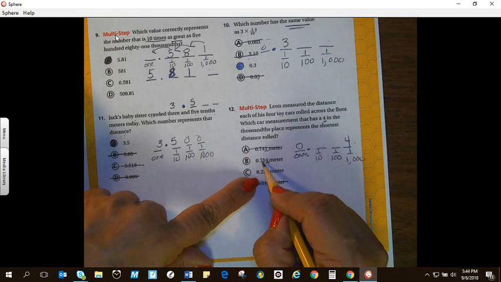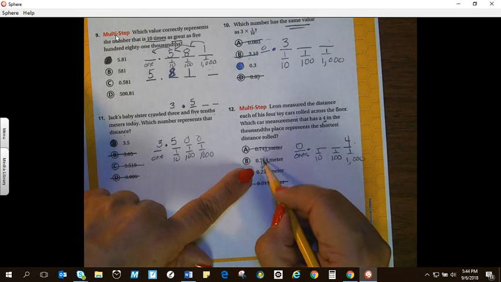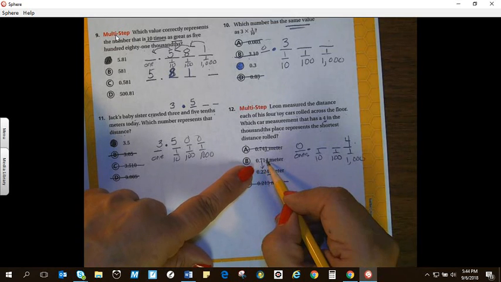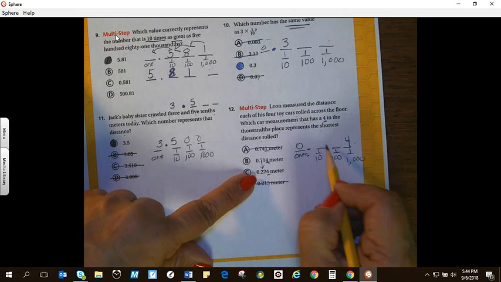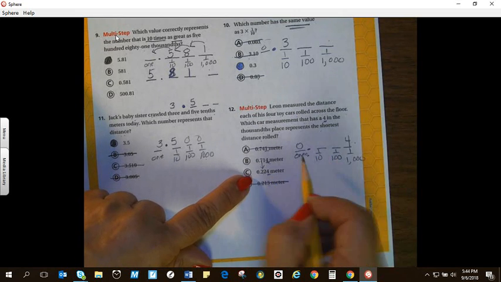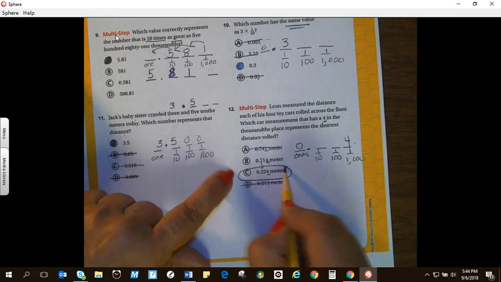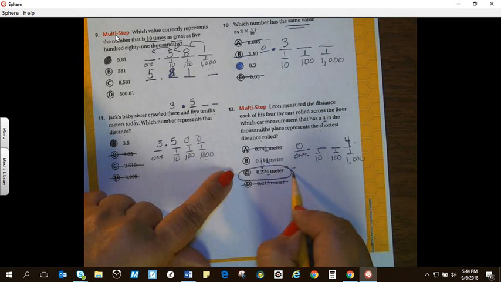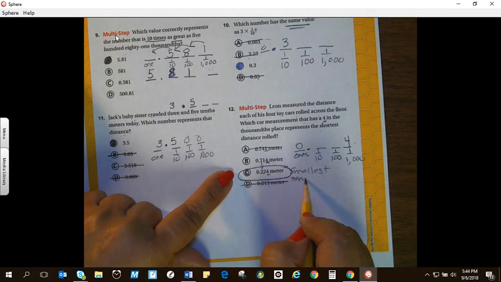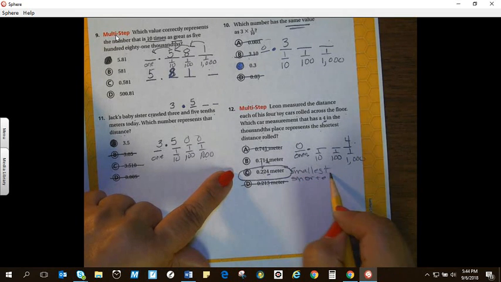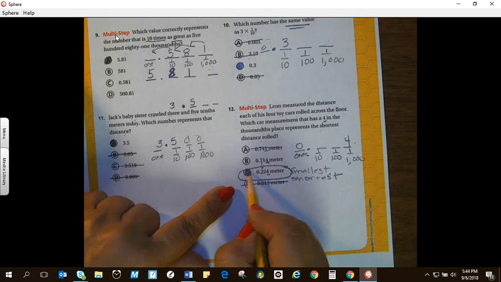Well, let's compare our decimals. 7, is that less than or greater than 2? It's greater than, so that won't work out. So the one that's going to best be the smallest is C. This is the shortest distance. Smallest or shortest distance. And the answer is C.